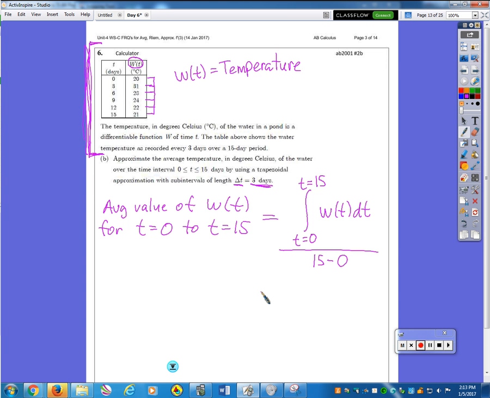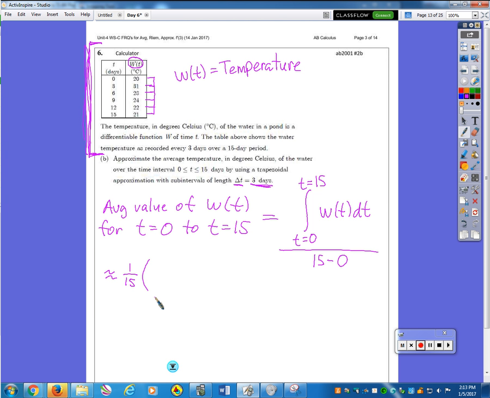Now, we're going to do the integral first, then divide by 15. So a good way to write this is approximately equal to. Dividing by 15 is the same as multiplying by 1 over 15, and it's a little easier to write. So just pull out the 1 over 15.